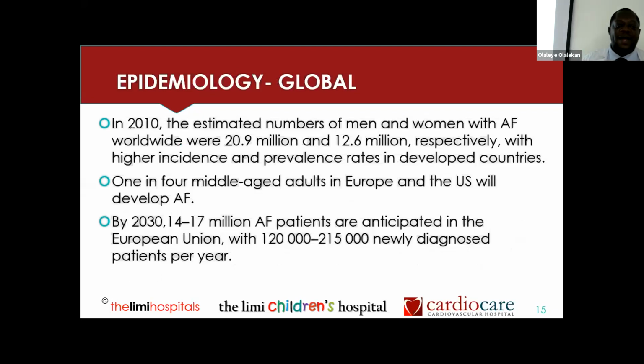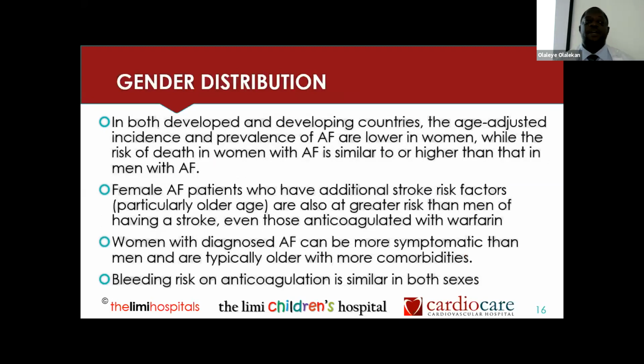And looking globally, the prevalence is also high even in the developed country. And at least this is one of the conditions that is more common in the Caucasian than Africa. So in Europe, about 1 in 4 middle-aged adults will develop atrial fibrillation. And in the European Union, they are estimating about 120,000 to 215,000 new cases every year. And by 2030, they are projecting that about 17 million people will have atrial fibrillation. So you see, we are dealing with a big problem.